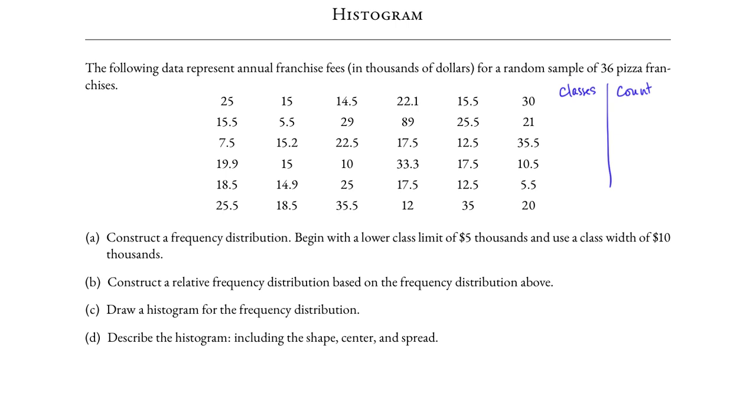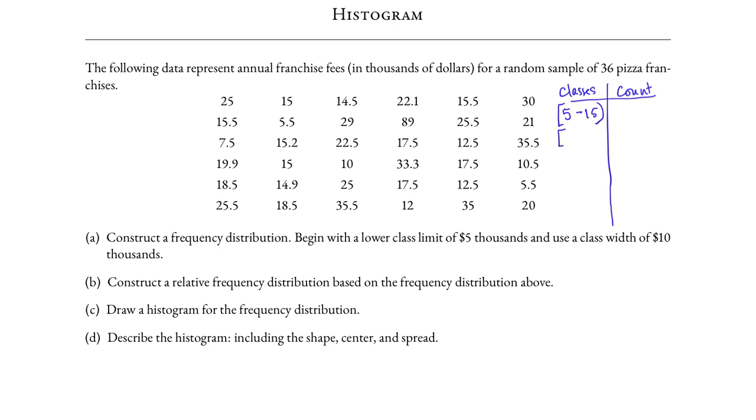We were told to start with a class of 5 with the width of 10. That means starting at 5 and we add 10 to it, and so the first class starts at 5 and goes all the way to 15. Notice that 15 minus 5 is 10. The notation that we use is open bracket and close parenthesis. This notation means any number starting at 5 all the way up to 15, but not including 15, will be in this first class.